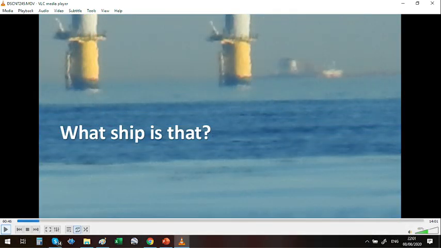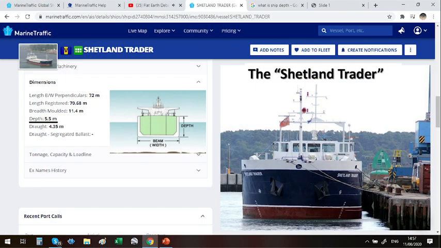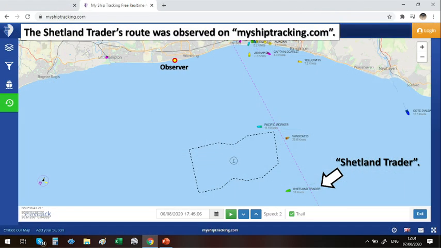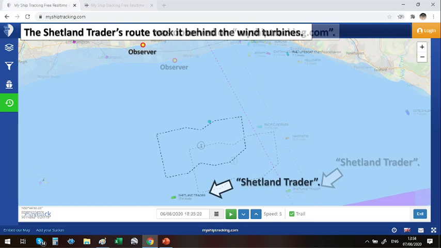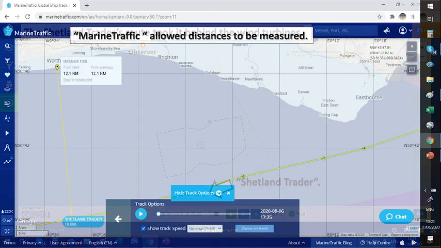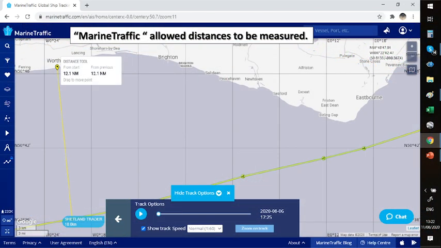What ship is that? The Shetland Trader. Notice the depth is 5.5 meters on the Shetland Trader. The Shetland Trader's route was observed on myshiptracking.com. The Shetland Trader's route took it behind the wind turbines. Marine traffic allowed distances to be measured.